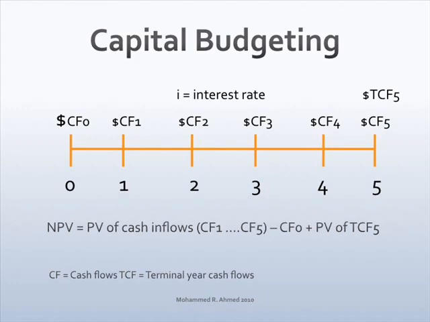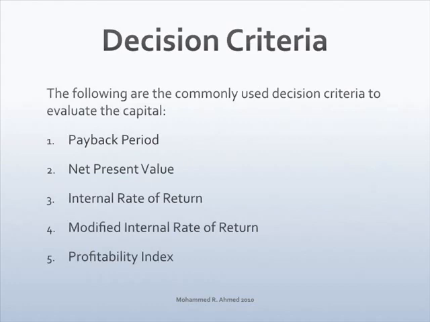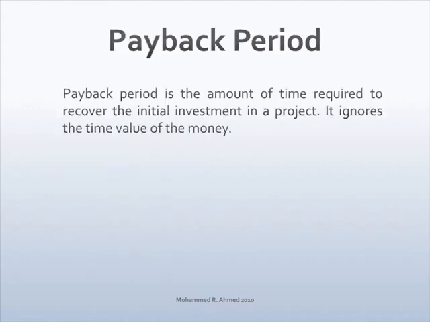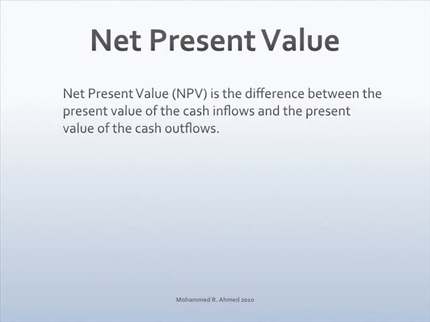The following are commonly used decision criteria to evaluate capital budgeting projects. Number 1, payback period. Number 2, net present value. Number 3, internal rate of return. Number 4, modified internal rate of return. Number 5, profitability index. Payback period is the amount of time required to recover the initial investment in a project. It ignores the time value of money. Net present value is the difference between present value of cash inflows and present value of cash outflows.